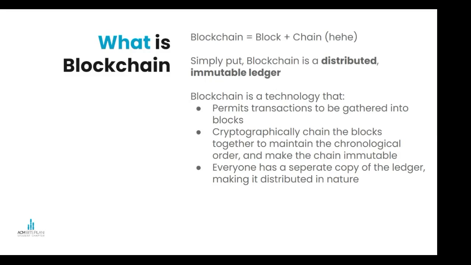So what is blockchain? As the name suggests, blockchain is simply a chain of blocks. In a more formal sense, blockchain is a distributed immutable ledger. For people who don't know what a ledger is, it can simply be seen as a notebook where people record transactions between each other. It could also be visualized as a passbook for your bank account.